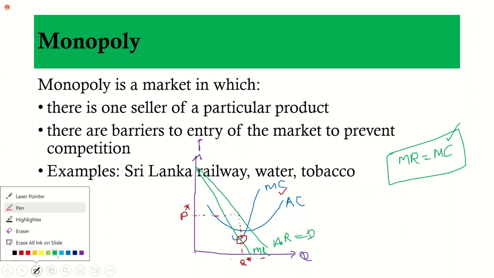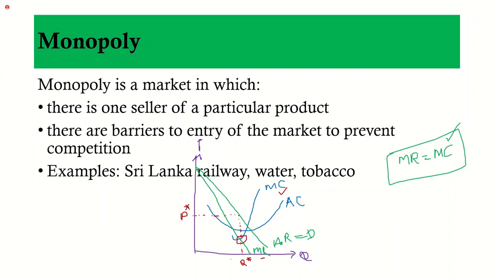So to identify profit, use I for profit. Profit equals revenue minus cost, isn't it? Revenue minus cost. So let's first try to find the revenue.